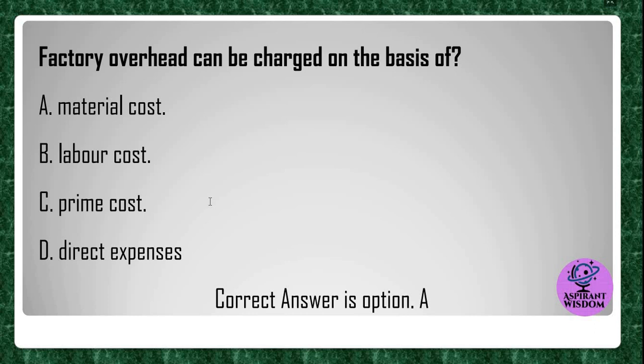Factory overhead can be charged on the basis of: A. Material cost, B. Labor cost, C. Prime cost, D. Direct expenses. Correct answer is option A.